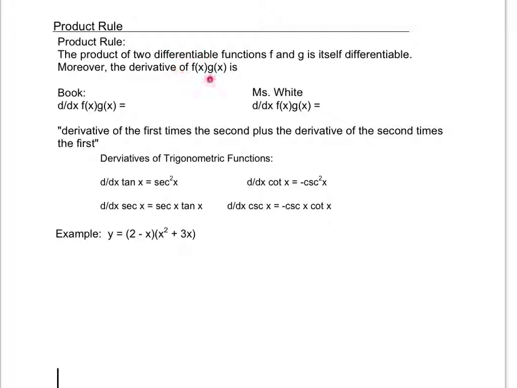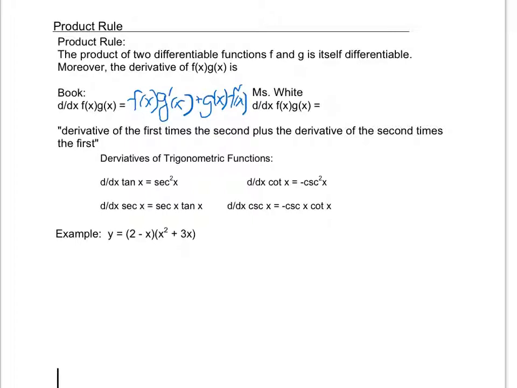So let's say I'm trying to take the derivative of two functions being multiplied, f of x times g of x. The derivative of f of x times g of x, according to your book, is going to be your f of x function times the derivative of your g of x function, plus your g of x function times the derivative of your f of x function. Remember that prime, that apostrophe, means derivative.